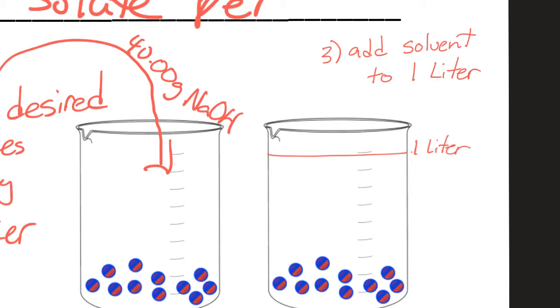It would be wrong to, by accident, do 1 liter of solution and then put your 40 grams of NaOH in it. Because of course, if we add solid to a liquid, the level of the liquid is going to come up, and you're going to end up with more volume than what you need. You need to have exactly 1 liter. So you have to do this in that order, because it's moles per liter.